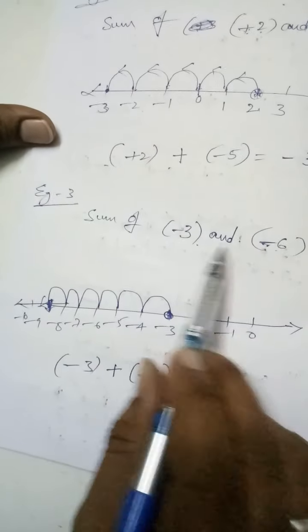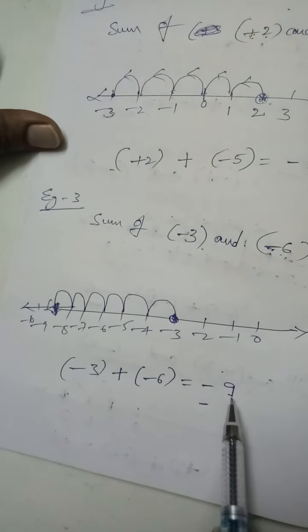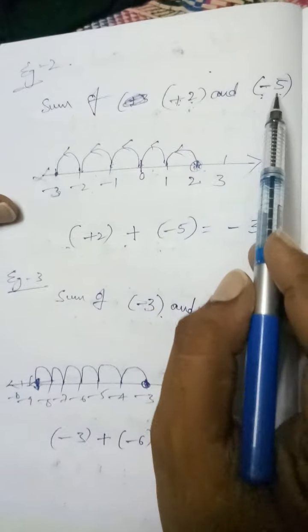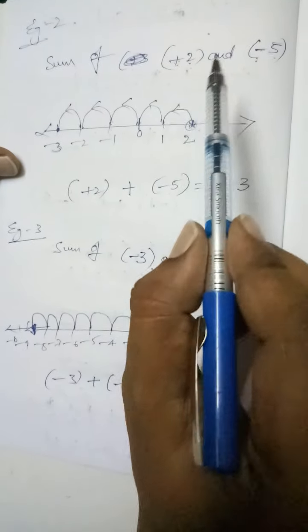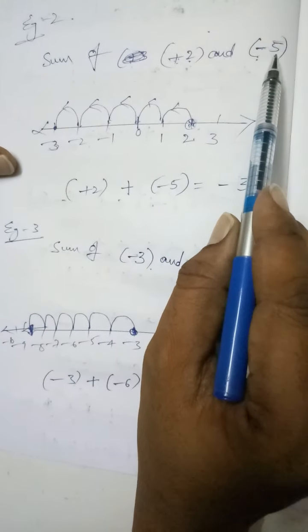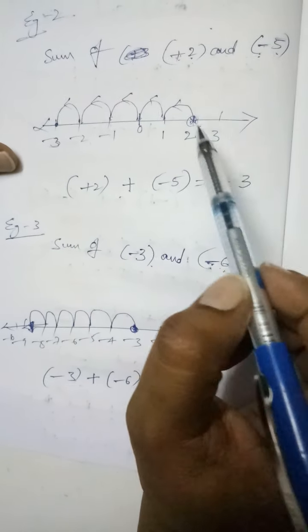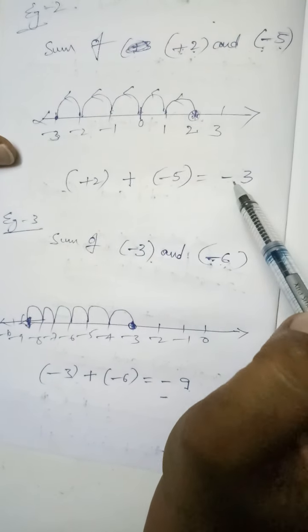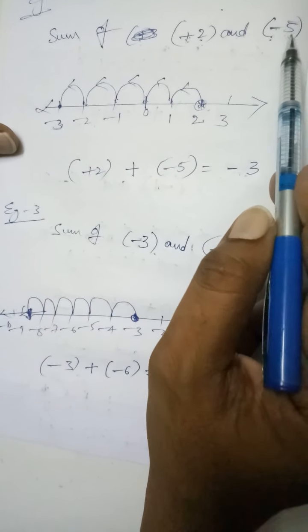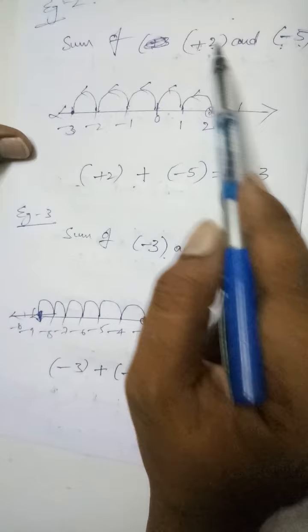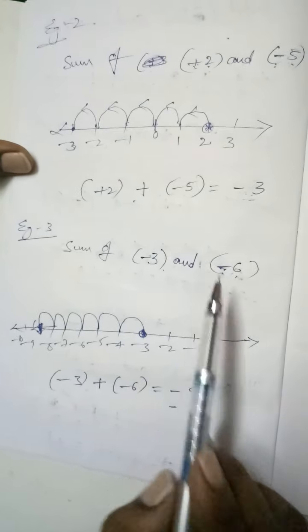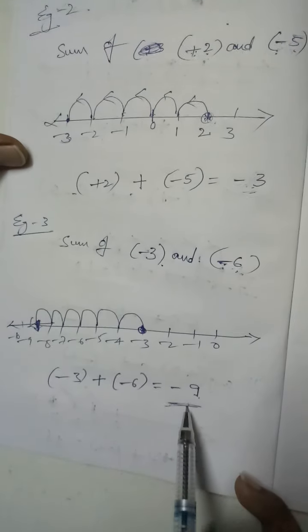So this is the sum of two negative numbers, which is always negative, and the sum of one positive and one negative always depends on the big number. Here the numbers are 2 and 5, the big number is 5, and 5 is negative, so the result always depends on the sign of the big number. So here it is minus 5 plus 2, so the answer is minus 5. But the sum of two negative numbers is always negative.